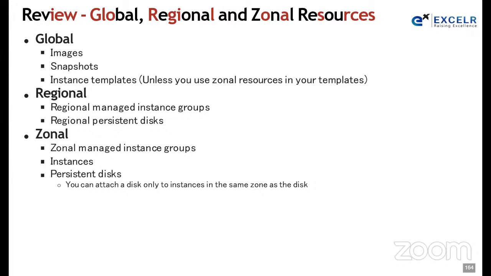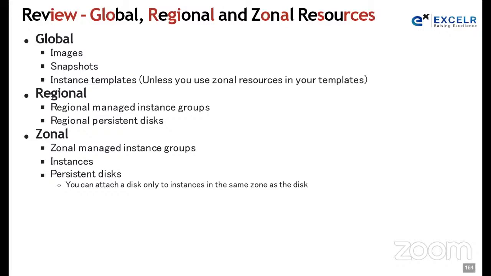Otherwise, all your images, snapshots, and instances will be global in nature. Now, what are the regional services? Regional services will be your instance group. It will be your persistent disk. Why? Because this is bound by the particular region in which you have created it. And that's the reason they are regional in nature.